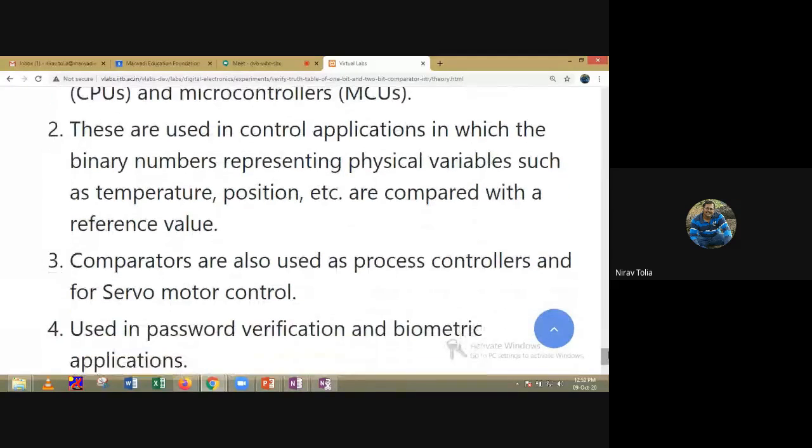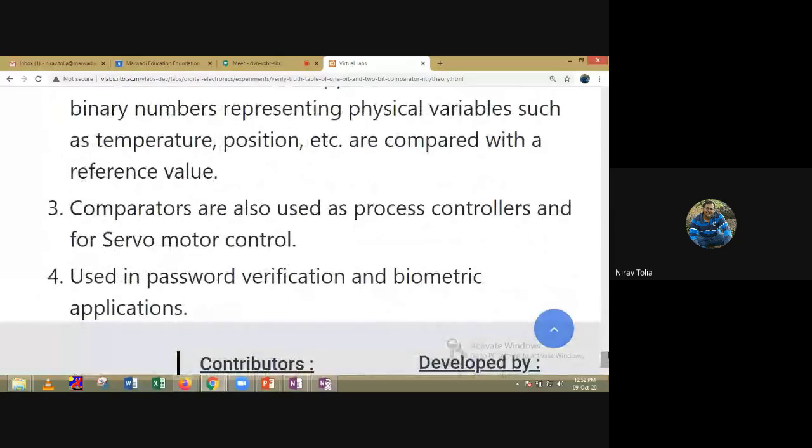So this is the second application. Again, the third application is that comparators are also used as process controllers and servo motor controllers. The servo motor is a type of position control, so the comparator is also used in servo motor applications.